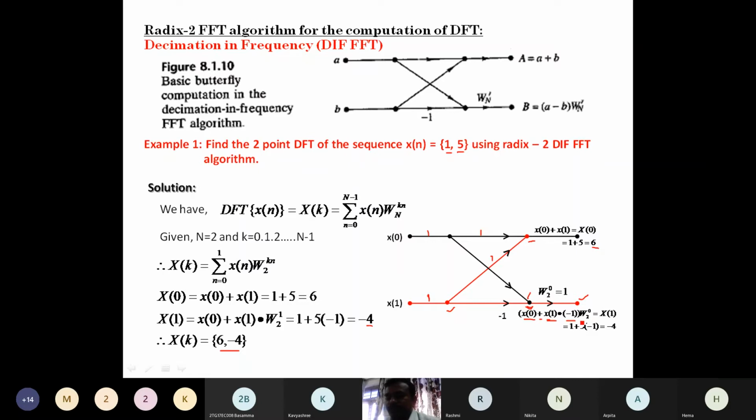So what is the answer? 1 plus W to the power 0 is 1. So the answer is 1 plus 5 into minus 1, so the answer is minus 4. Therefore, x of k: x of 0 is 6 and x of 1 is minus 4. Yes, mathematically we achieved that, and graphically we have achieved it. So any questions in this example?